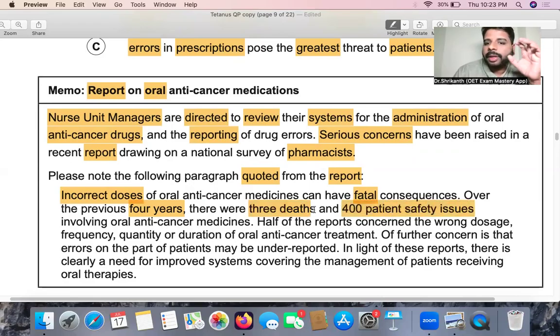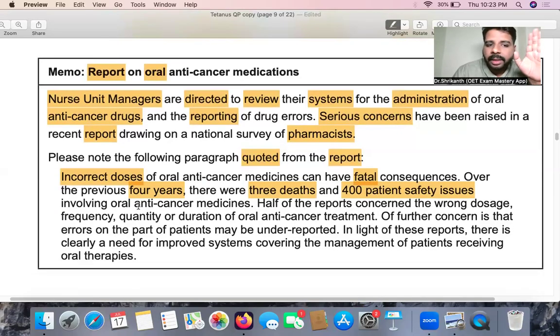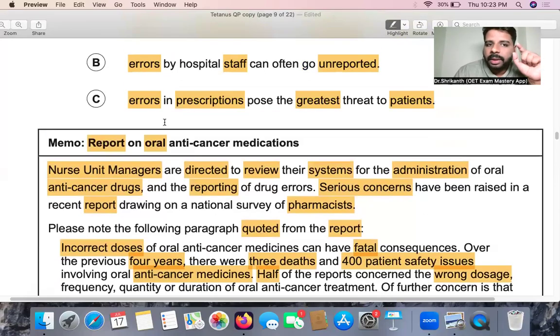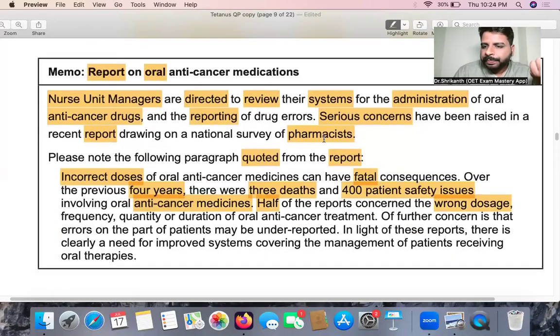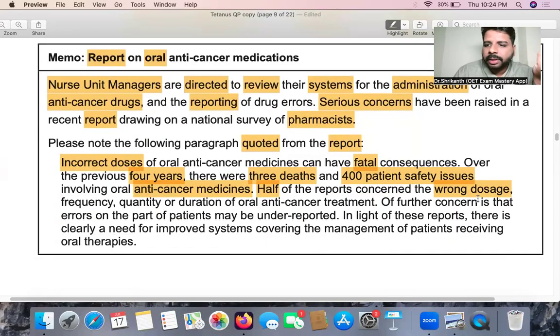Now you see, they're talking about statistics. How many deaths have happened? 3 deaths. And how many patient safety issues? 400. So they're talking about statistics over here. Everything is regarding oral anti-cancer medicines. Half of the reports, that is 50%, concerned the wrong dosage. Now wrong dosage means what? I think it could be errors in prescriptions. Okay, half of the reports concern the wrong dosage, frequency, quantity, and duration of oral anti-cancer treatment.